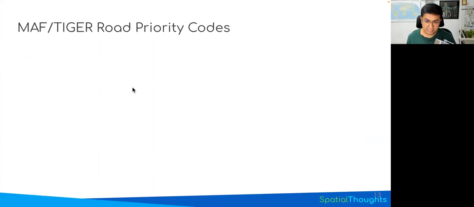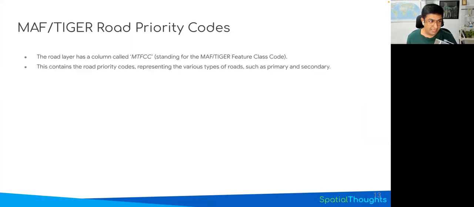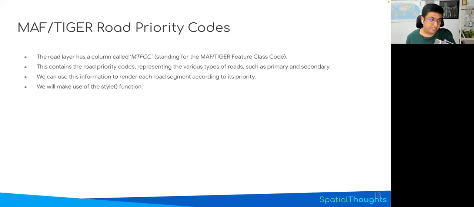Here, the data that we'll be using has a particular property called MTFCC, which has the road categories. And these are the road category codes provided saying what is the class of the road. Is it a major road, a local road, etc. And we'll use this information to create a categorical map. And we'll be using this function called style, which is a very powerful function to allow you to create different styles for your data sets.